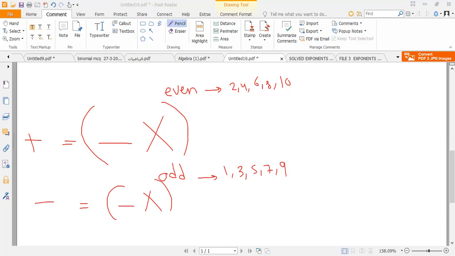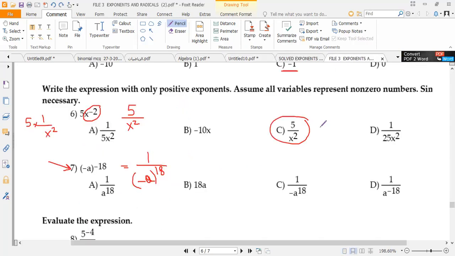Okay, good. Now it has to complete here. So now here 18 is even. 18 is even, and between the bracket you have negative a. So your answer must be 1 over a positive to the power of 18. So your answer will be a.